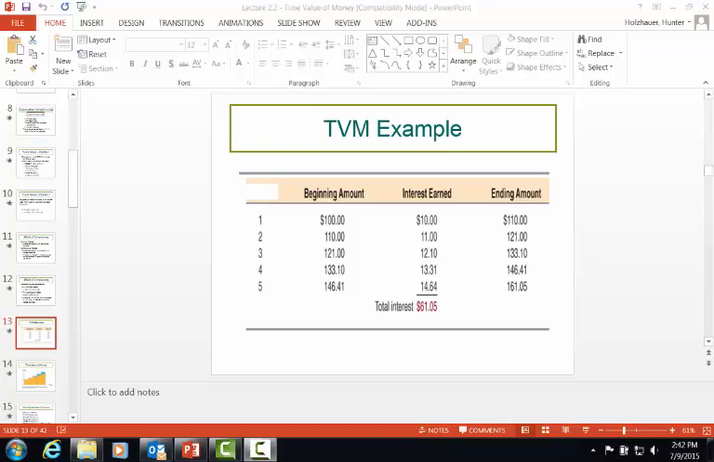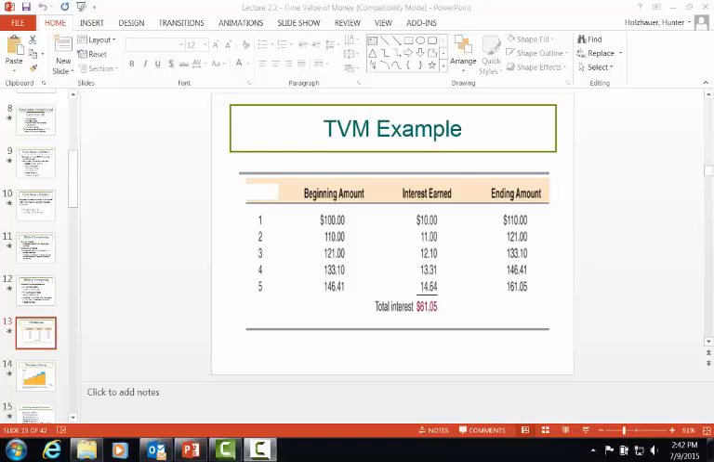So as you can see here in this graph or this table, we have a beginning amount, an interest earned, and an ending amount for different periods. So you're going to look just at the ending amount and you will see that you go from $100 to $110 to $121 to $133.10 to $146.41 to $161.05. So each year you make more money than you did the year before because of compounding interest. And the total amount of interest earned is $61.05, which is a lot more than what you would have made if you just had simple interest.